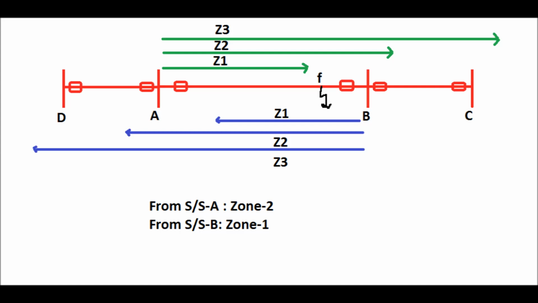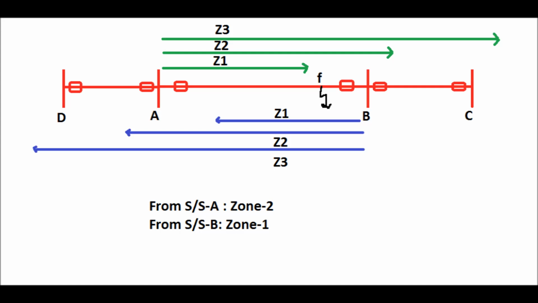So in order to understand the permissive underreach transfer trip, let us take a very simple example, considering four substations. In between substation A and substation B there exists only one feeder, and in between substation B and substation C there exists another feeder, and between substation A and substation D there exists another feeder.